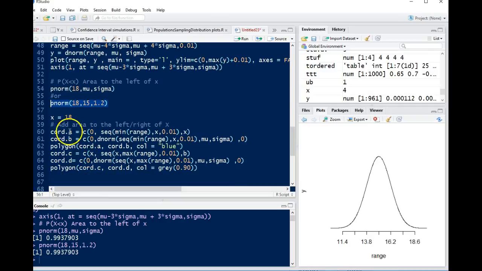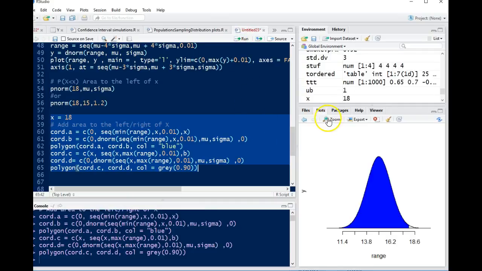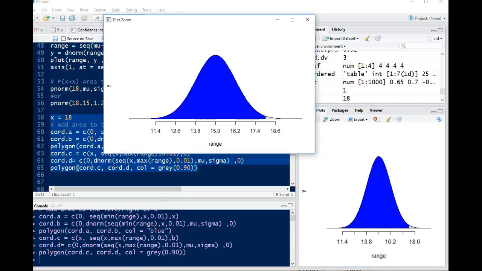All right, so let's go ahead and draw this into our distribution. What does it look like when we add the area in? Sure enough, this is the area that falls below 18, and this is the tiny little area that is above 18, and it's really, really small. So definitely the probability of 0.99 makes sense.